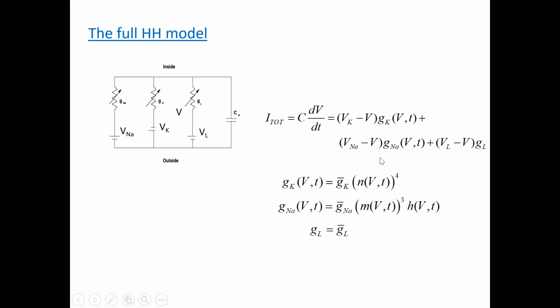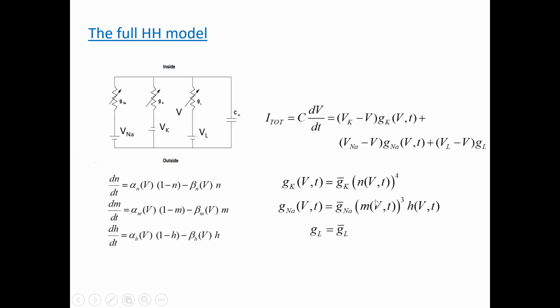And now we know that the conductances are voltage and time dependent. For the potassium, we know that it can be expressed as a maximum conductance times a gating variable n to the fourth power, because there are 4 gates in each channel. For sodium, there are 3 activation gates, so we have a third power, and 1 inactivation gate, so we have a first power of the other variable h. And the leak current always has the same conductance. It's not voltage dependent.